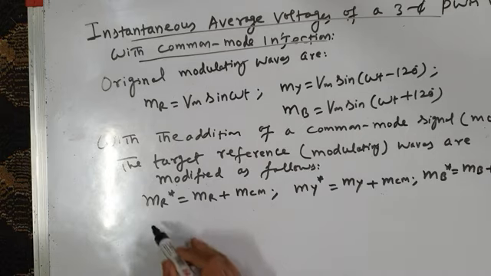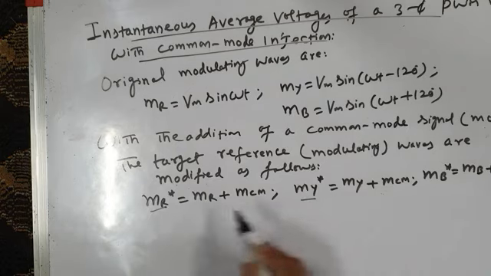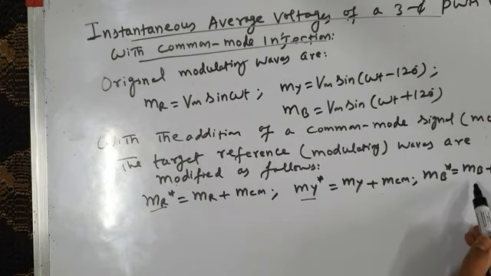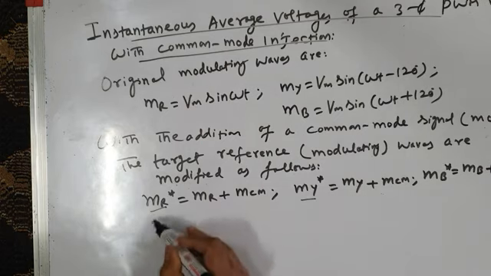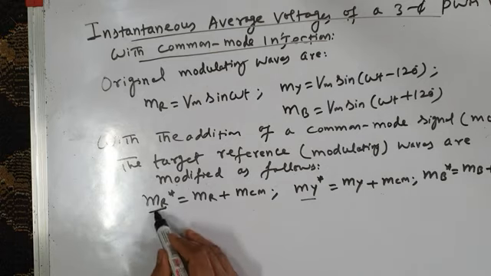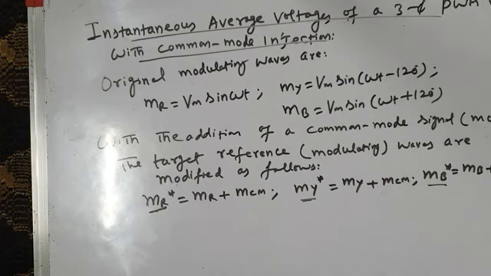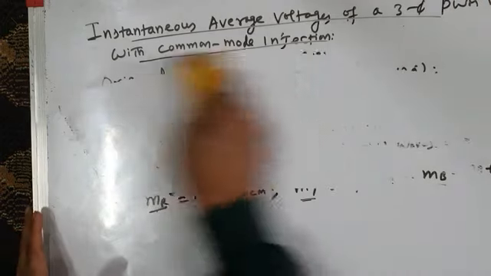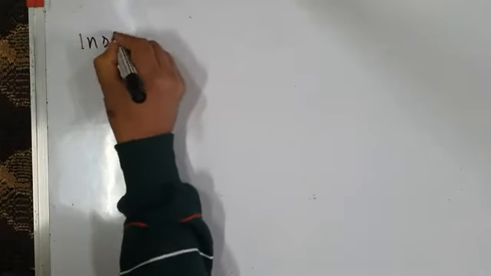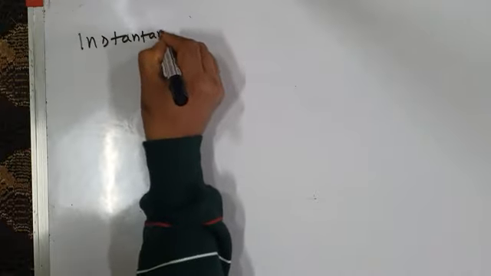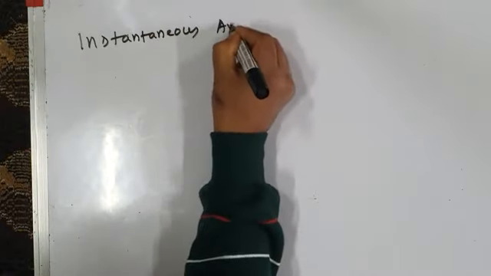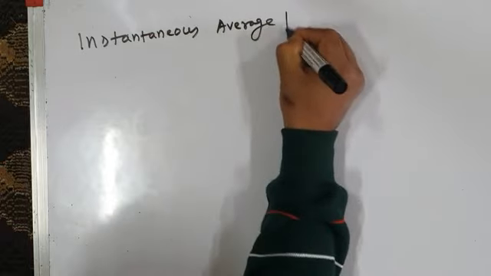So now these are our target reference waves. Our target reference waves are not Mr, My, Mb. They are no longer sinusoidal. They are now non-sinusoidal. Our target reference waves or modulating waves are Mr star, My star, Mb star. Let us see how they affect the average pole voltages, average line voltages, and average phase voltages. So I will now write the average pole voltages. Let me find the mathematical expression for the instantaneous average pole voltages.